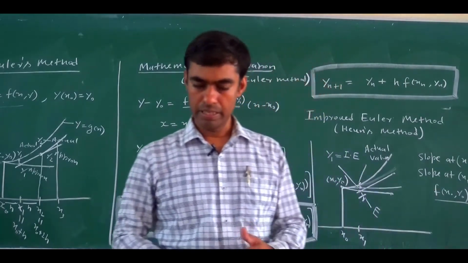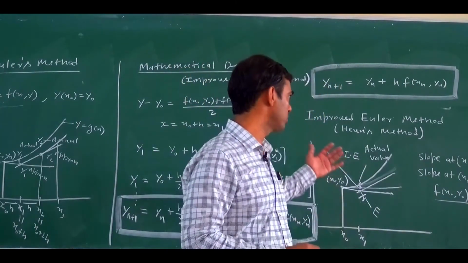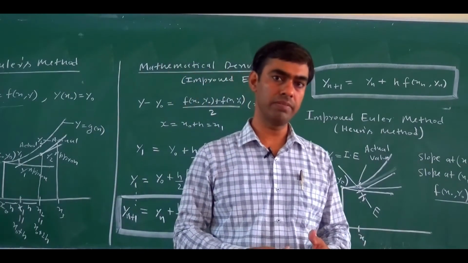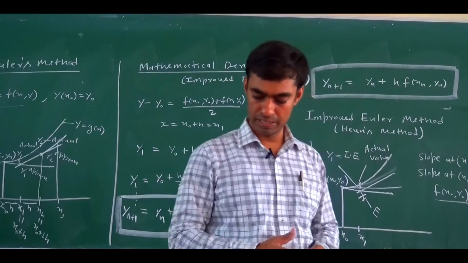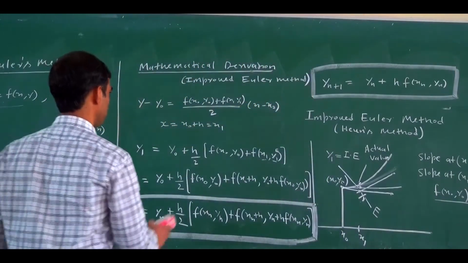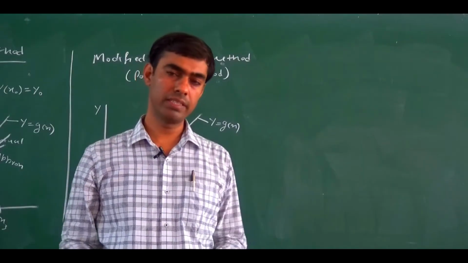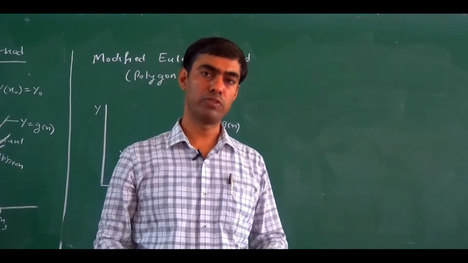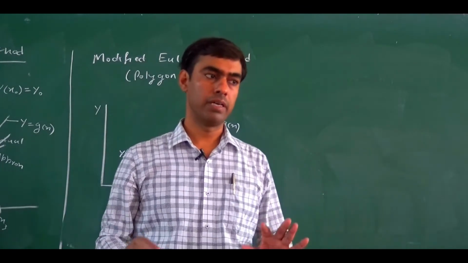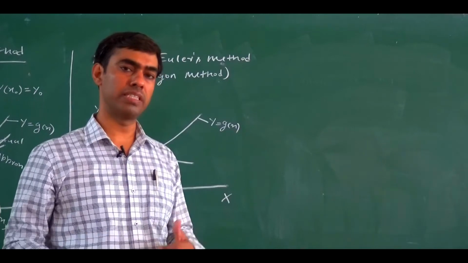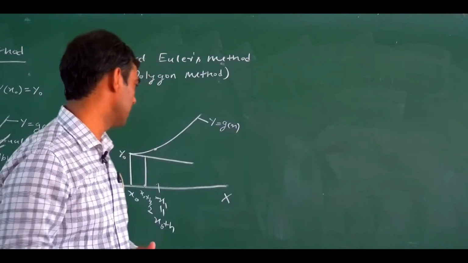But in most of the books, Heun's method is treated as an improved Euler method and the polygon method is treated as a modified Euler method. So now we discuss the modified Euler method, which is also known as the polygon method. First we give the geometrical interpretation, meaning what is the difference between Euler's and modified Euler's methods.